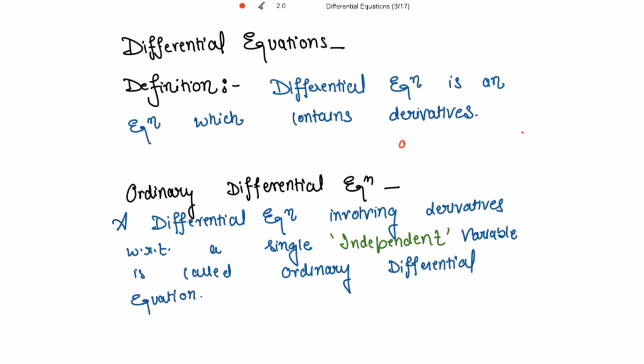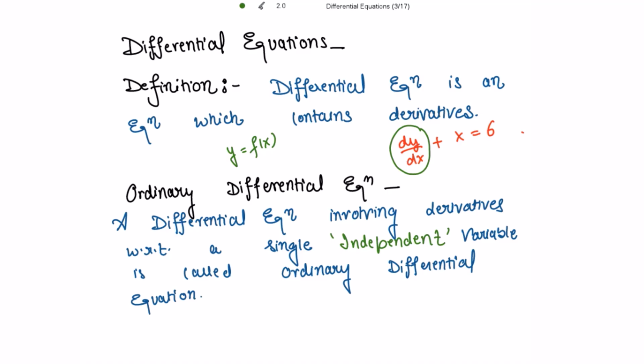For example, dy by dx plus x equals 6. This equation involves the derivative of y with respect to x. y is a function of x, right? So we are differentiating y with respect to x. The equation which contains derivatives is the differential equation. Next is the ordinary differential equation.